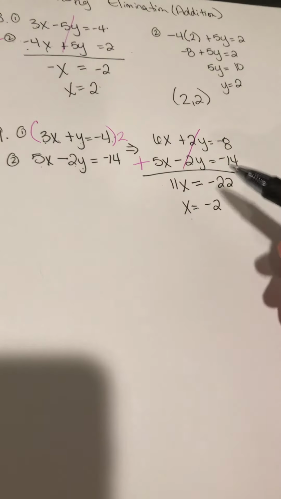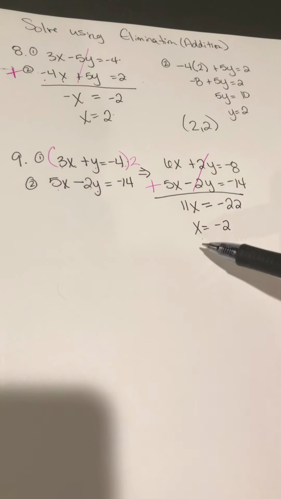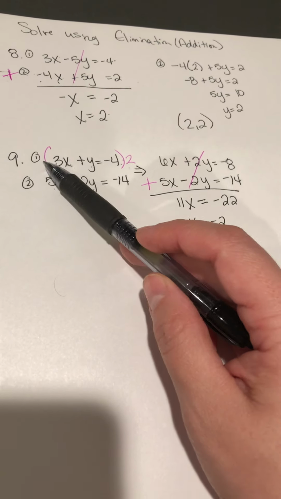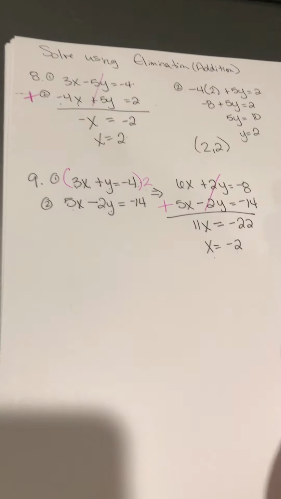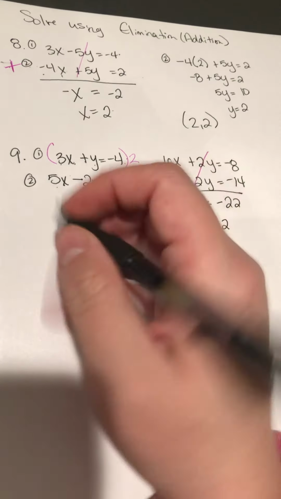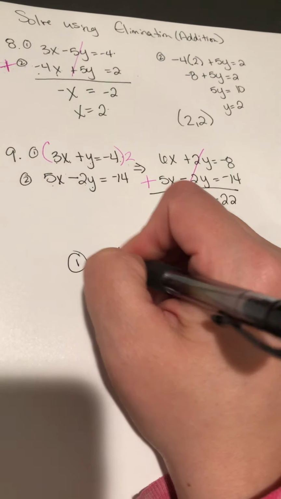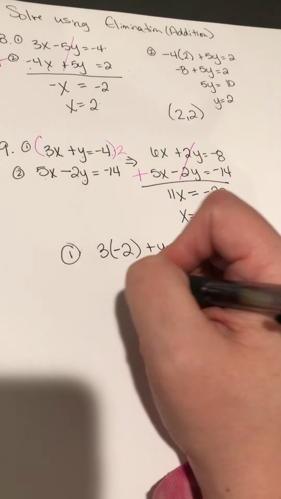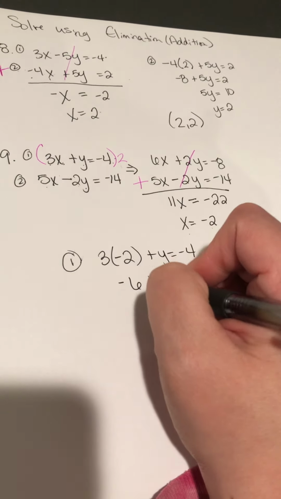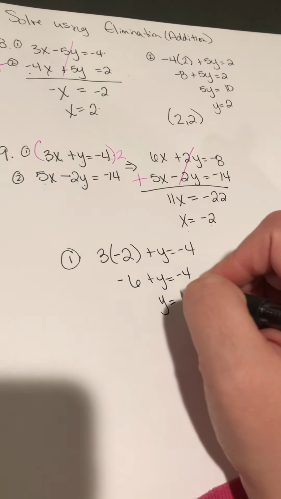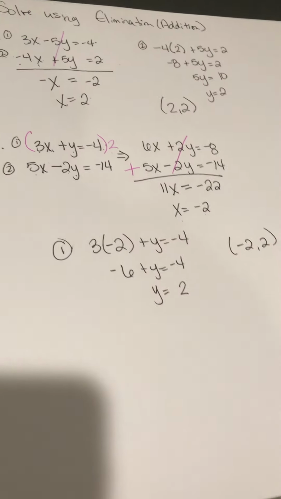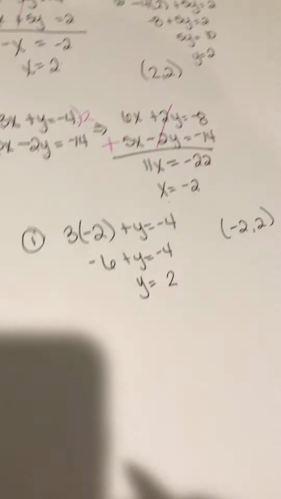So now I have to find y. I do that by plugging negative 2 in for x in one of these equations. I either plug it into 1 or plug it into 2. And so if I use 1, I have 3 times x, which is negative 2, plus y is negative 4. So negative 6 plus y is negative 4, so y is, if I add 6, 2. So negative 2, 2 is the answer. And you can check it again, it will work.